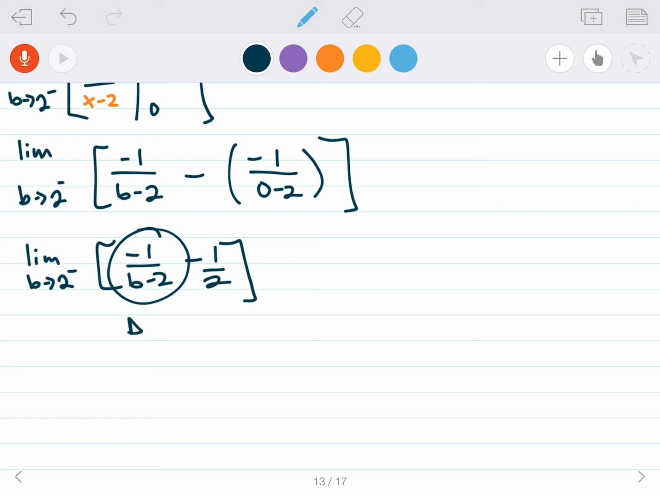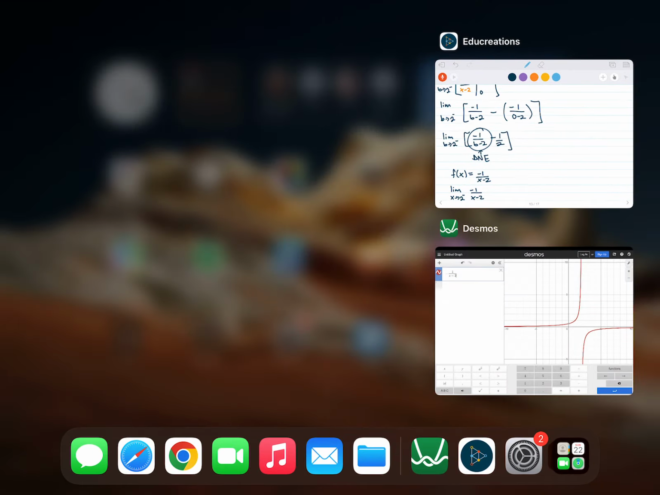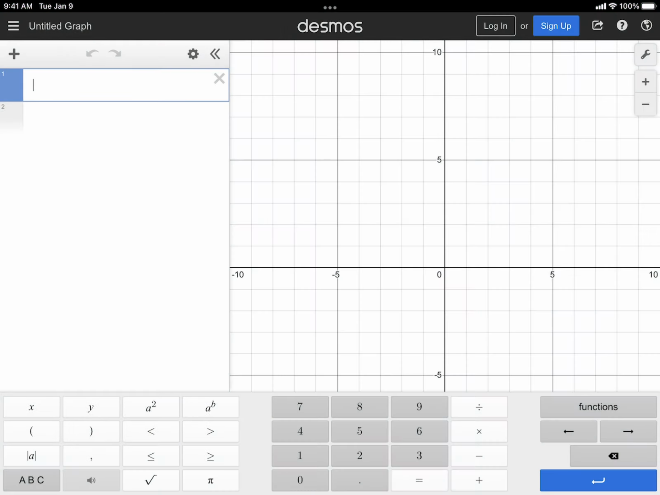So here the limit doesn't exist, and we can actually see this in Desmos too. Just think of this as f of x equals negative 1 over x minus 2. And let's look at what happens as the limit goes to 2 from the left of this guy. Let's just look at it. Negative 1 over x minus 2.